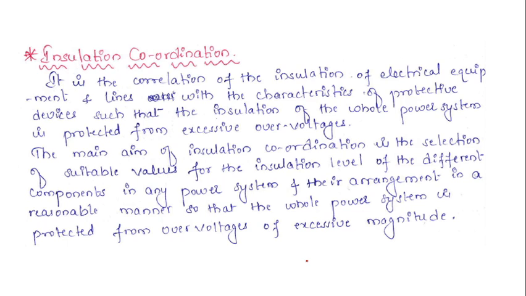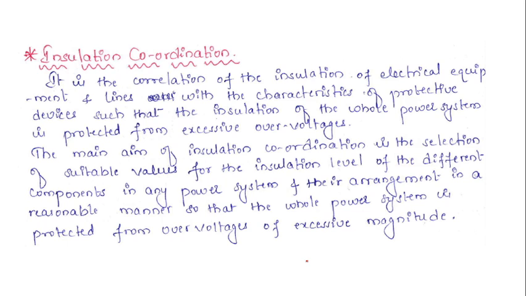The next concept we have is insulation coordination. It is a correlation of the insulation of electrical equipment and lines with the characteristics of protective devices, such that the insulation of the whole power system is protected from excessive over voltages. The main aim of insulation coordination is the selection of suitable values for the insulation level of different components in a power system and their arrangement in a reasonable manner so that the whole power system is protected from over voltages of excessive magnitude.